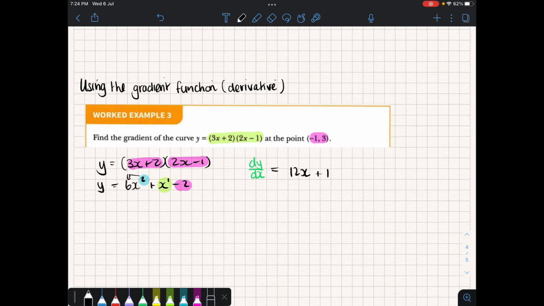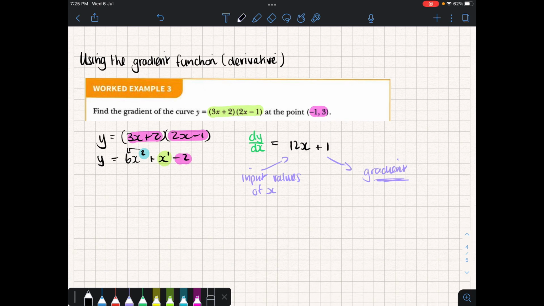So now we have our gradient function dy by dx. Okay, so what I can do now is input values of x. I can input any value of x, and what will come out is the gradient. Okay, that's an important thing to remember. The gradient comes out.